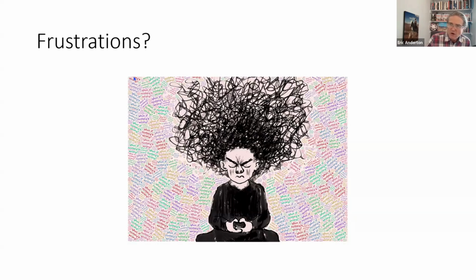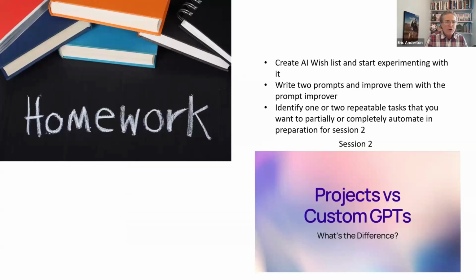Yep. Okay. So we have a few minutes left here. Let me give you some homework. And this is preparing us for the second session. Number one, I added the bullet in here. Create an AI wish list and start experimenting with it. You'll get the slides as well. So we'll make sure you get the slides, the recording, the edited version and everything, just so you guys know.